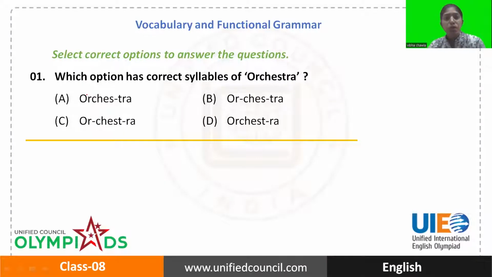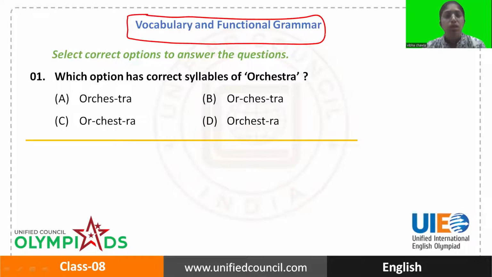We have first section, vocabulary and functional grammar. This is our first section, okay? And directions for the questions are: select correct options to answer the question. Which option has correct syllables of orchestra? That is our very first question.